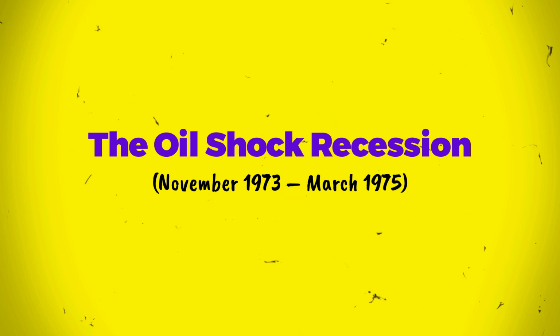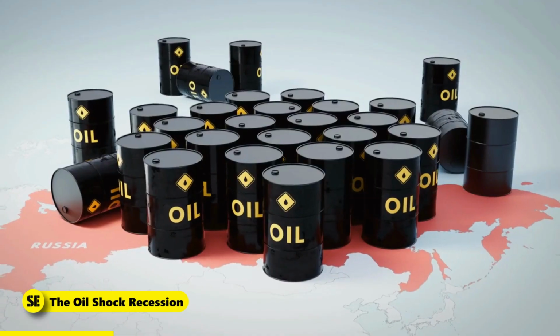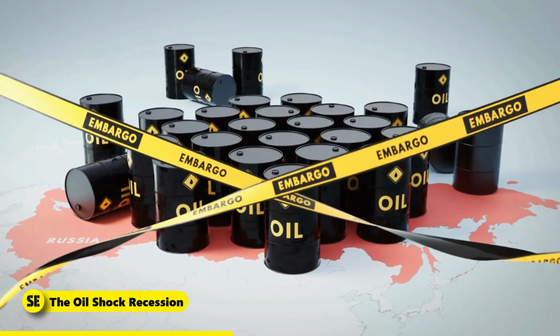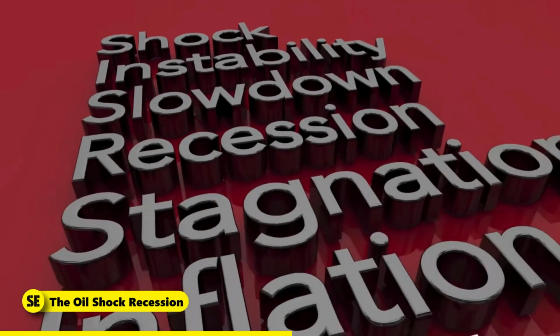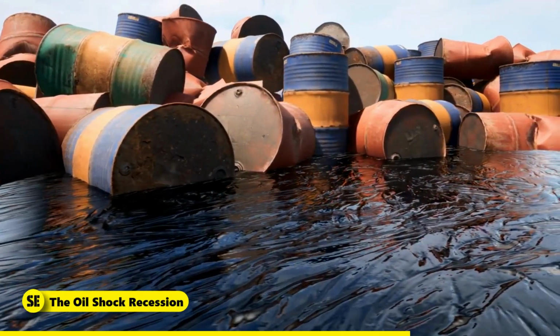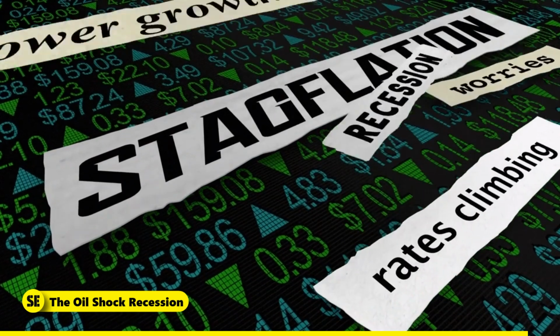The Oil Shock Recession, November 1973 to March 1975. After a brief recession, the economy saw solid growth, only to be abruptly halted by the 1973 oil crisis. This led to a period of stagflation, high inflation, and stagnant growth. The quadrupling of oil prices by OPEC and the 1973 stock market crash contributed to a recession marked by stagflation.